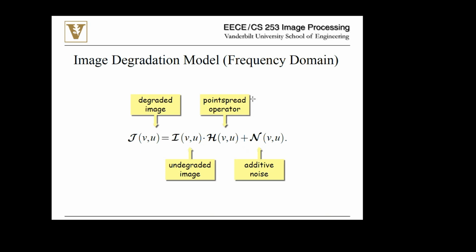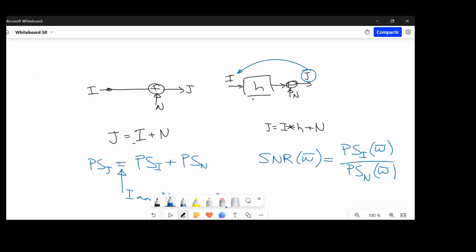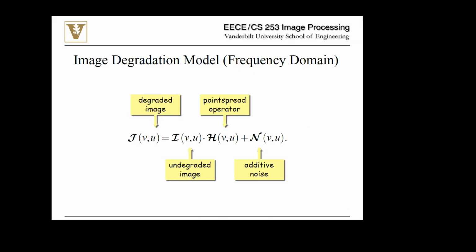Now, let's do the Fourier transform. So let's do the Fourier transform of this equation. This would be the Fourier transform of K. The Fourier transform turns the convolution into a multiplication. Then noise. Okay, so we do the Fourier transform. This is what we get. Good.